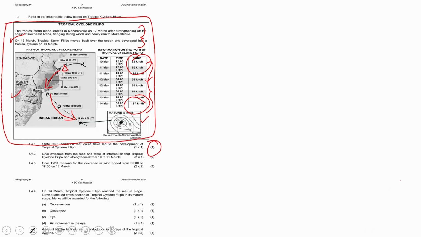Heat is energy, and energy is the ability to work, okay? Less friction over... any one of those can give you marks. Remember, that's only a 1-mark question, anyone. Okay? Now, 14.2, give evidence from the map and the table.